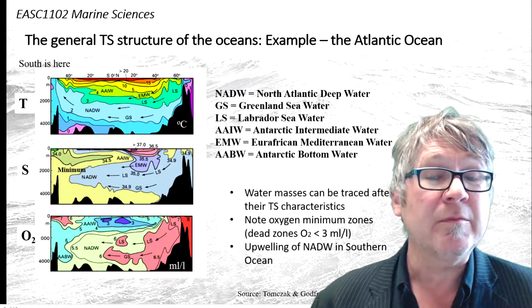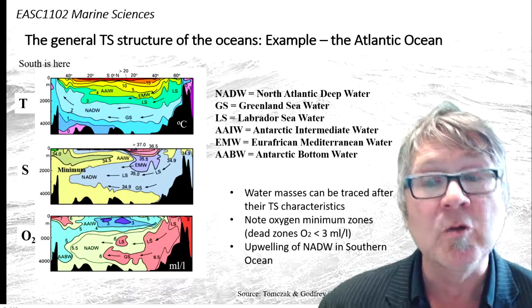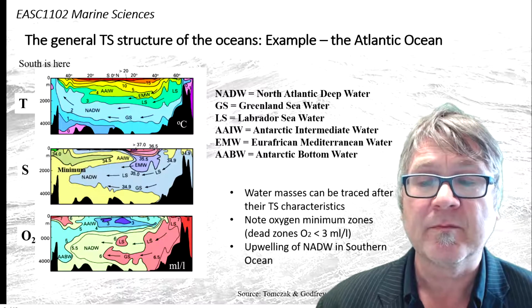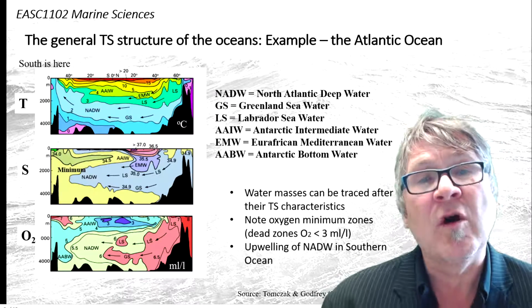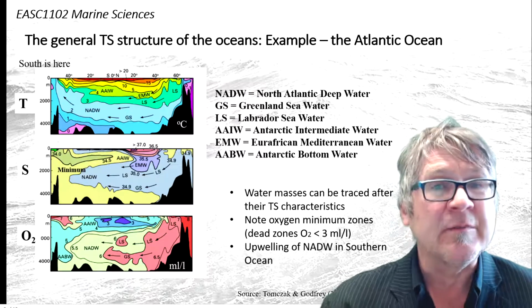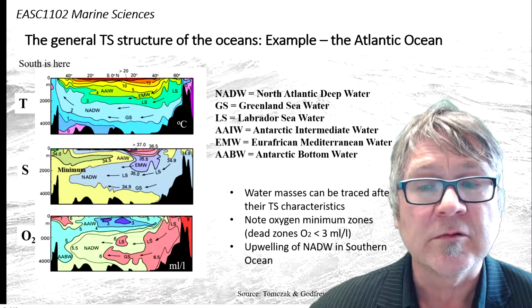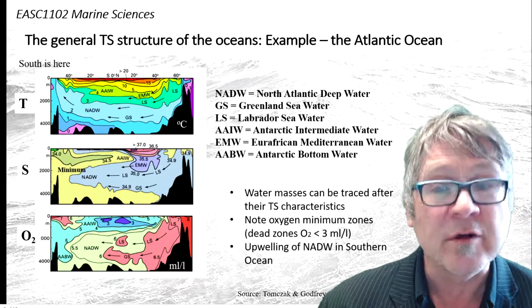The North Atlantic deep water, for example, you can identify by a salinity maximum, by a local salinity maximum. And this is how you can trace water mass. This is because essentially it's both temperature and salinity, but salinity gives you the clue. Okay, salinity tells you who's the murderer.